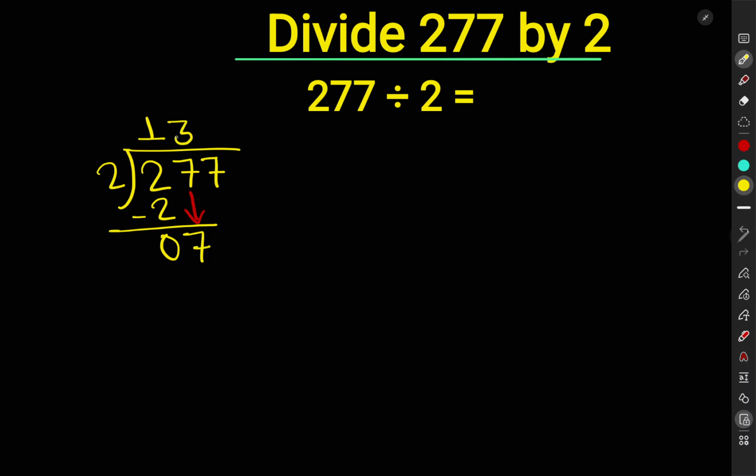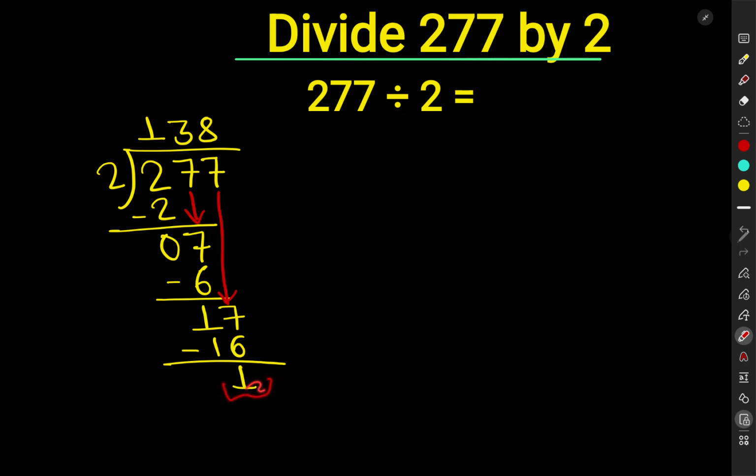So 2 times 3 means 6. On subtracting we get 1. So now this 1 is less than 2. So we put down the number beside this 7. So now it became 17, and 2 times 8 means 16. On subtracting we get 1.